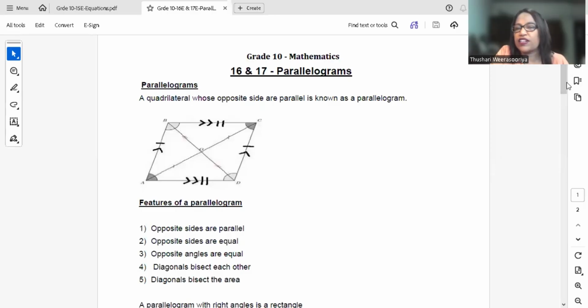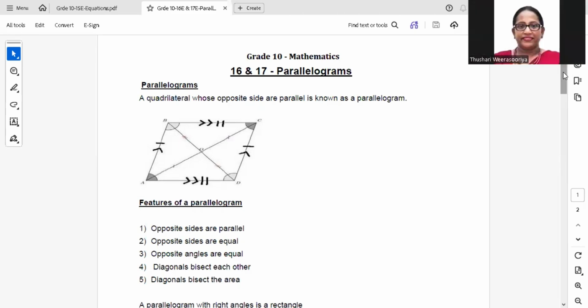Parallelogram. By now, you know what a parallelogram is, right? Under the first chapter, that is the 16th chapter, we are learning about the features of the parallelogram. Features of a parallelogram.